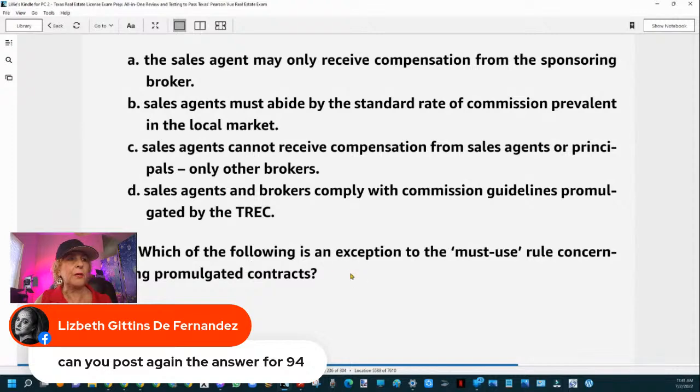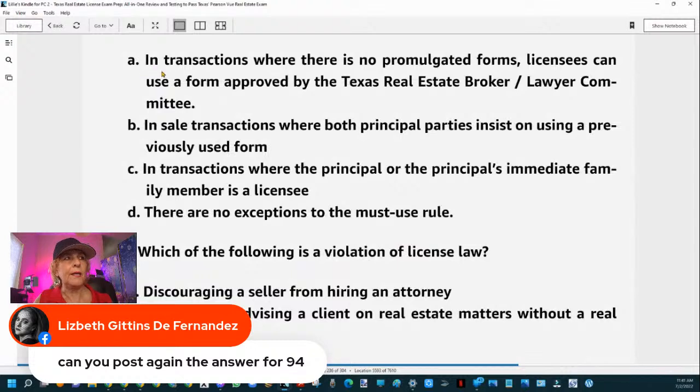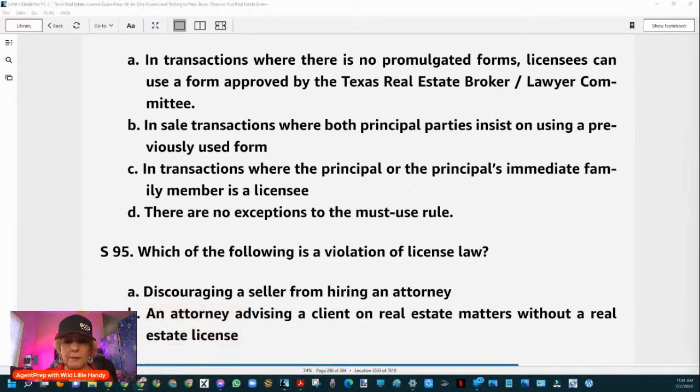Okay, which of the following is an exception to the must-use rule concerning promulgated contracts? A, in transactions where there are no promulgated forms, licensees can use a form approved by TREC, the Texas Real Estate Broker Lawyer Committee. Okay.